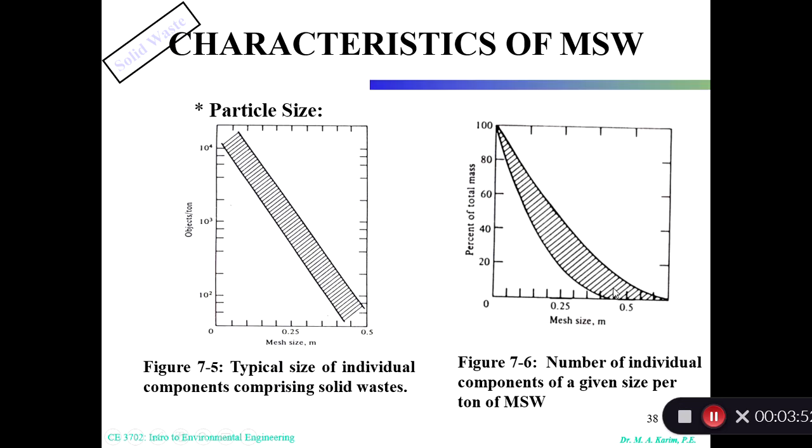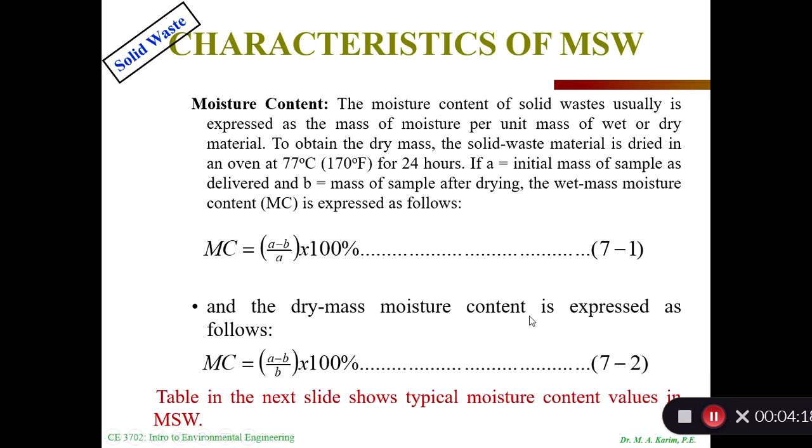So here are some of those. This is objects per ton. This is mesh size. It looks like falling into this strip is the better particle size distribution. And here it is, the number of individual components of a given size per ton of MSW. So then here is the band. So here is the strip. If it falls under that, most likely it falls under that one. The size is percent of total mass with the mesh sizes.